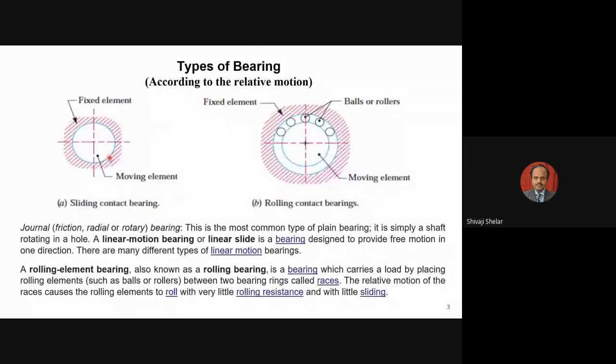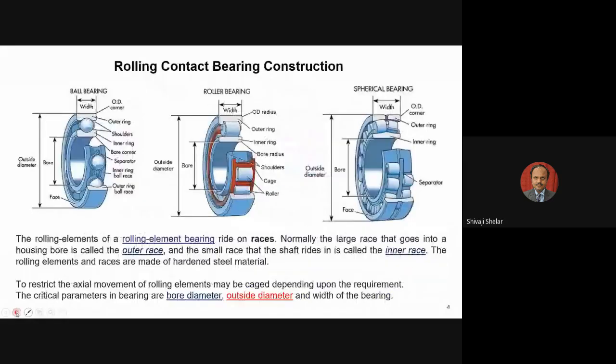Compared to the sliding contact bearing, if there is no lubricant, it will have a high coefficient of friction. But in rolling contact bearing, even without lubrication, you will have a very small coefficient of friction, so it will waste minimum energy. There is a chance you may waste more energy in the friction of the sliding bearing. So these are the classifications based on relative motion. Let's move to the next slide, where we will see the construction detail.